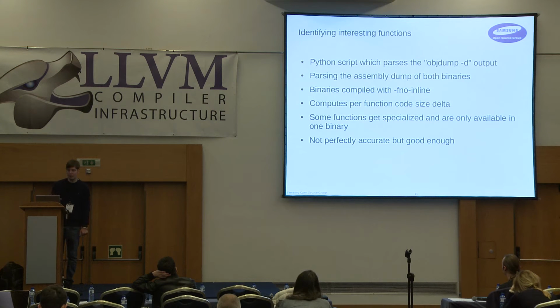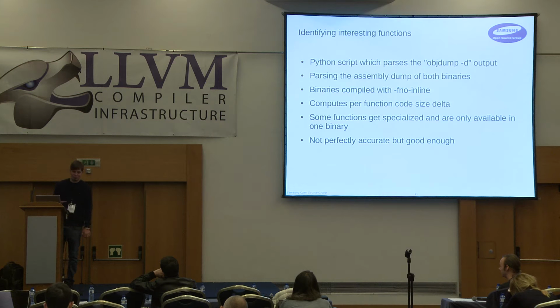The binaries used for that were also compiled with inlining turned off. This obviously changes the binary, but there's only very limited inlining done anyway if you compile at -Os. So overall, that doesn't make much of a difference. And then some functions get specialized by GCC, so sometimes you don't have the same function in both binaries.